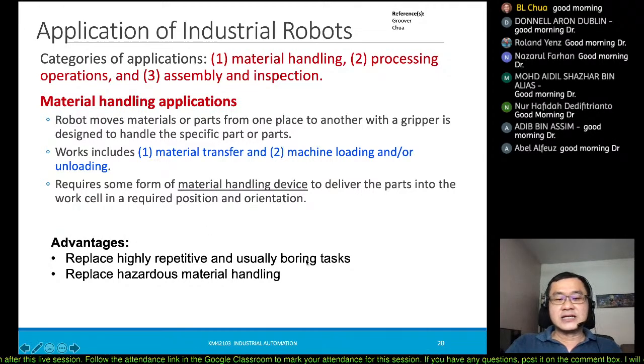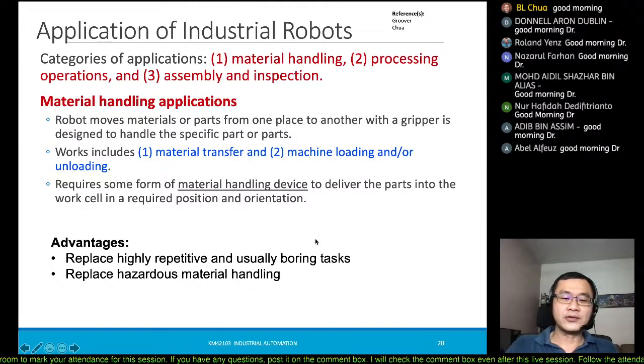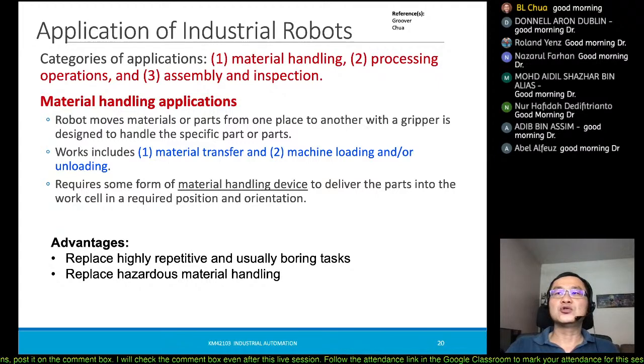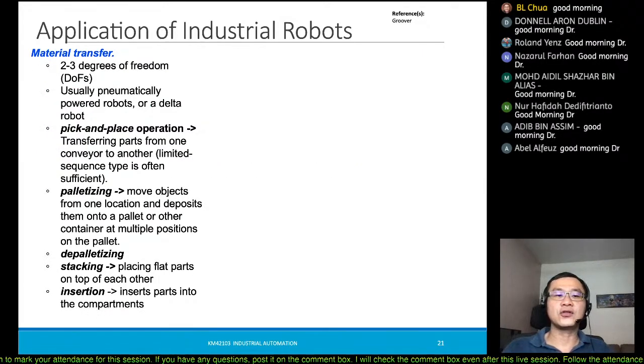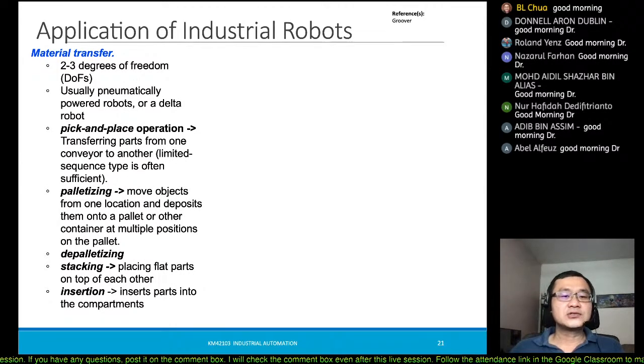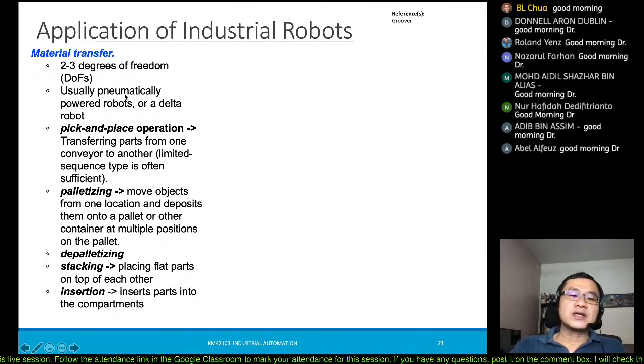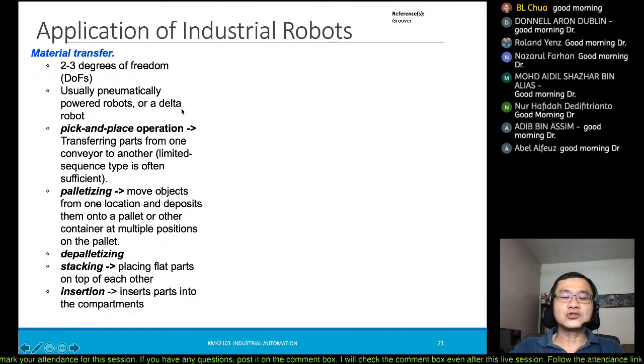So there are advantages, as we say, this kind of material handling is highly repetitive and usually boring, and sometimes if your object is heavy, maybe you want to transfer a big object from one conveyor belt to the next conveyor belt, then that may become dangerous, alright? Something's hot, right? So in material transfer applications, usually you just need 2 to 3 degrees of freedom. Therefore, if the object is small enough, you can actually use pneumatic joints to do that type of operation. Also, you can use delta robots.